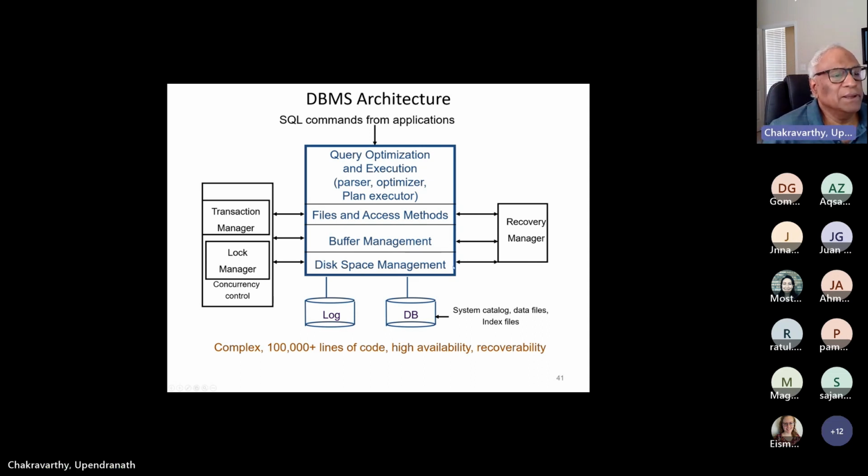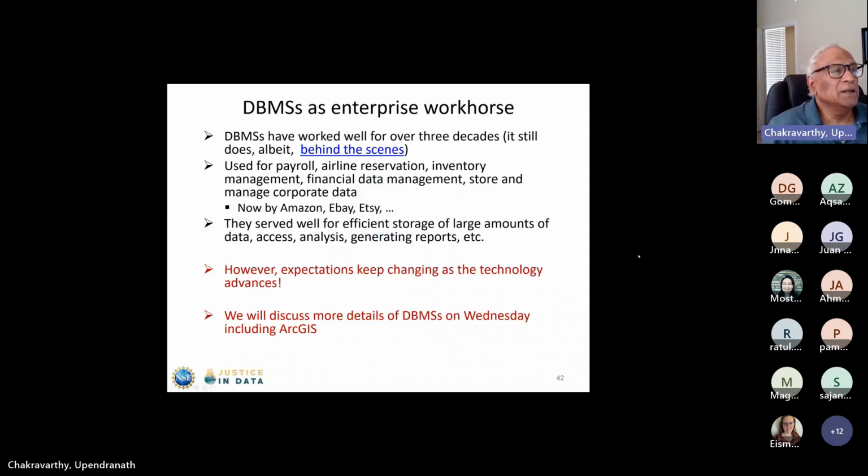Usually DBMSs are very large. They have hundreds of thousands of lines of code. Actually, Oracle is like 1 million plus lines of C++ code. So it's a huge beast. Developing, managing, and maintaining it is a complex task. So DBMSs have worked well for more than three decades.